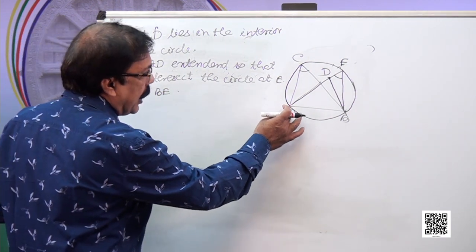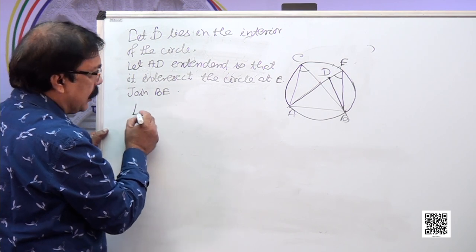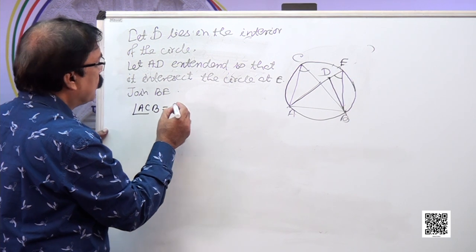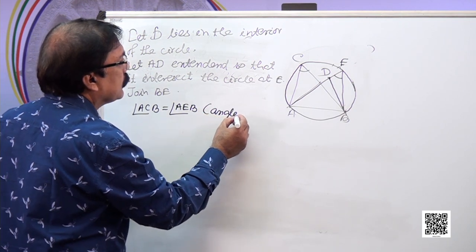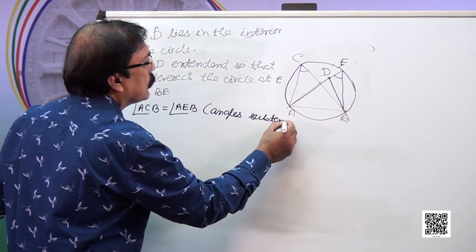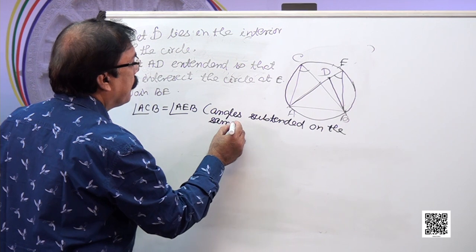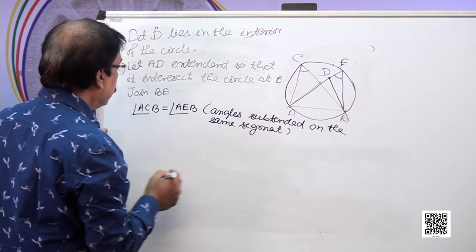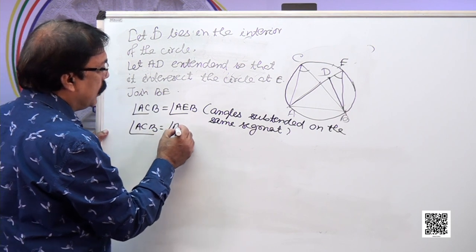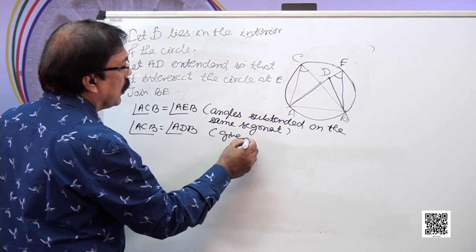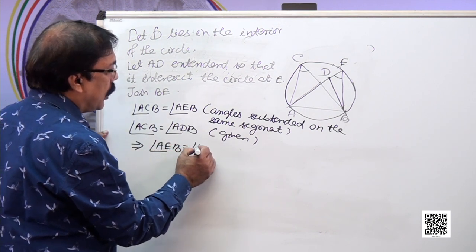Now, as AEB and ACB are angles subtended in the same segment, we can write angle ACB is equal to angle AEB, angles subtended on the same segment. Now, you see it is given that ACB is equal to angle ADB. This is given. So, from these two, we conclude that angle AEB is equal to angle ADB.